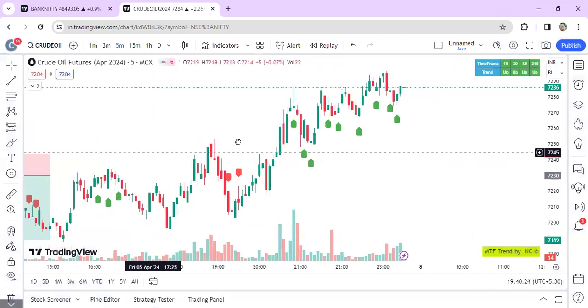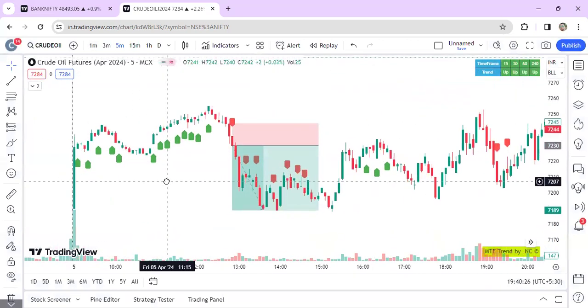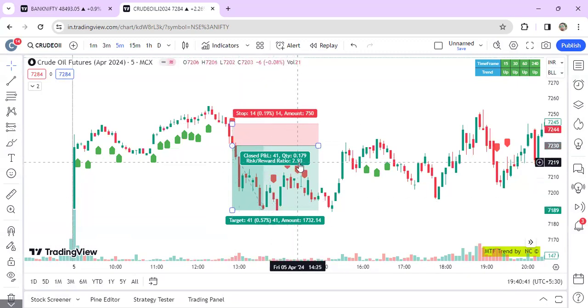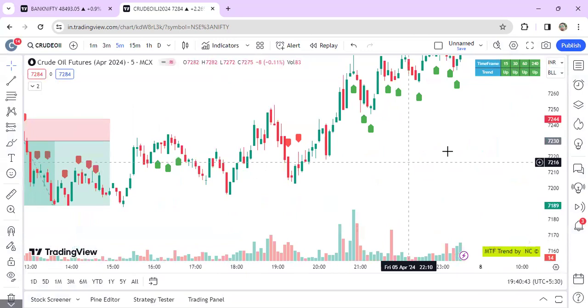See here. As you know, the liquidity comes in the crude oil market in the second half, after 1 p.m. or 2 p.m., right? So see here, on 5th April, a sell signal was generated, and we entered, and this was our stop loss. And see, this is almost 1 is to 3 risk to reward ratio.